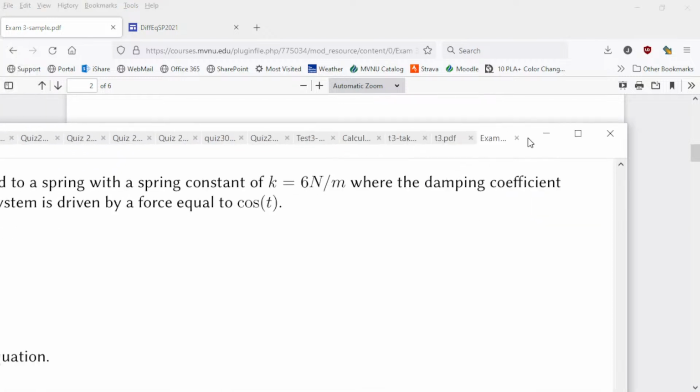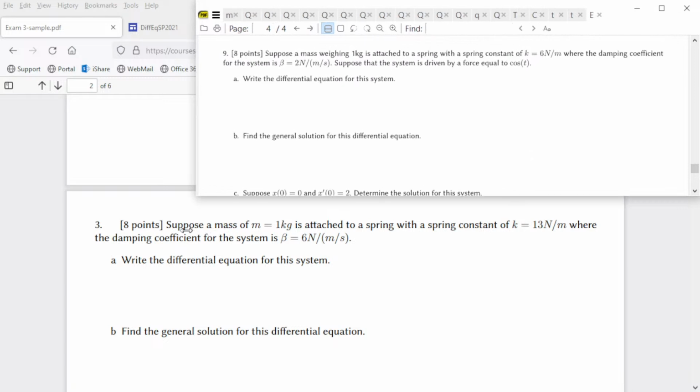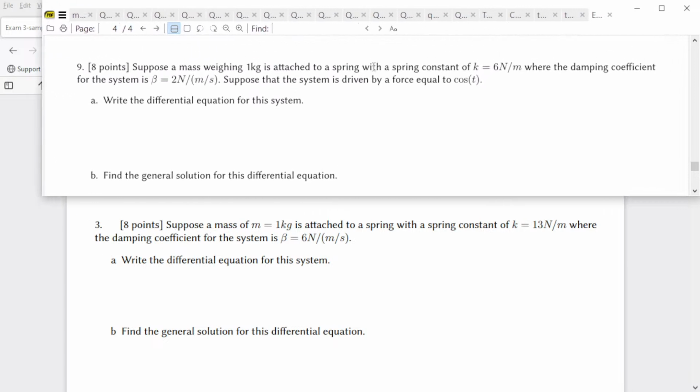Here we go. This is the actual test here. Just so you can see, it is exactly the same as one of these. So here's number 3. You've got a mass of 1 kilogram, spring constant, and damping coefficient. So on the actual test, where is it? Come on, if I can make it bigger. Trying. Oh, that's really helpful, isn't it? Well, it's pretty helpful. So you have a mass of 1 kilogram, K is 6, and the damping coefficient is 2. So it's a very similar feel.